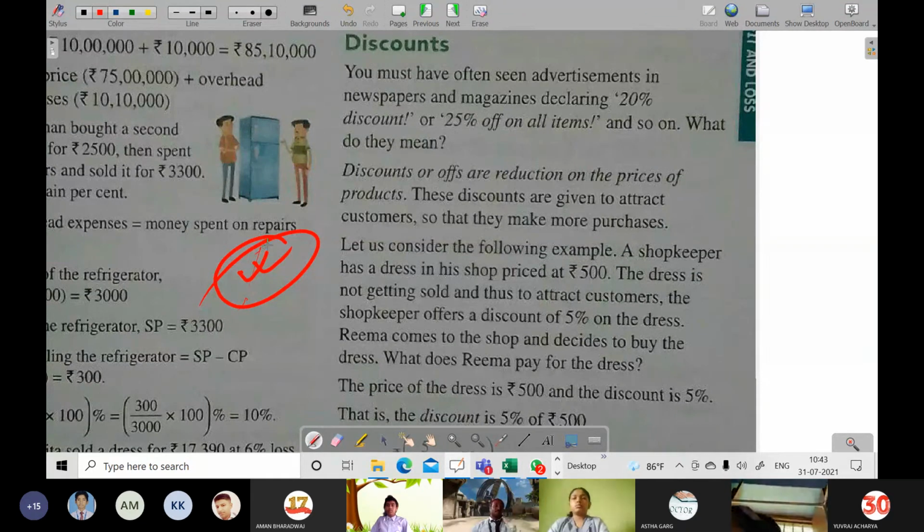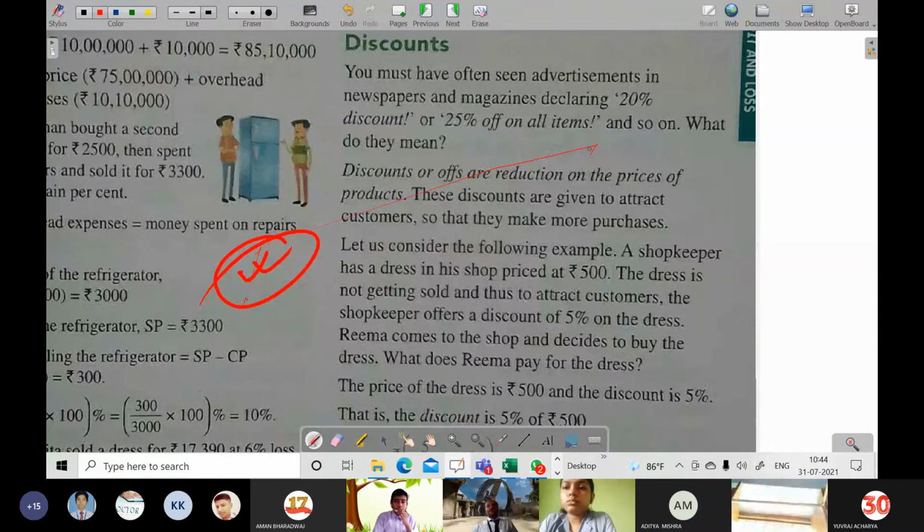Now I'll tell you why persons are selling at a loss. So it is because the original CP of the product is less, and they show the market price as something else, and after that they reduce it by showing a discount and attract the customers, but they still get the profit themselves. No, I'm saying real loss.